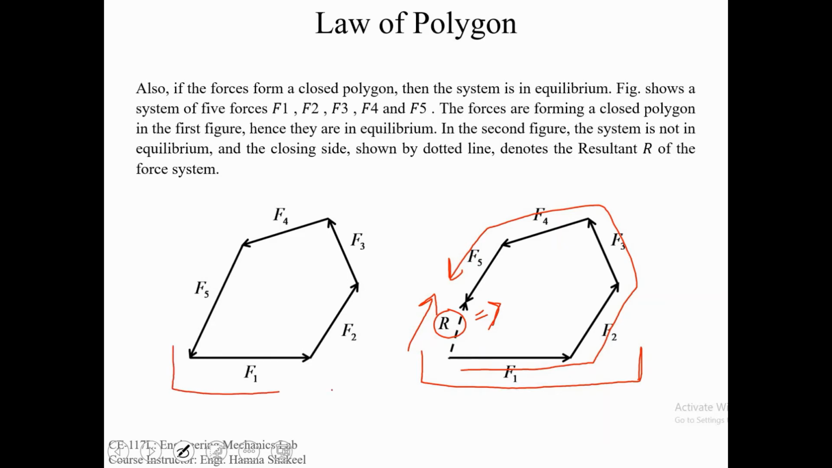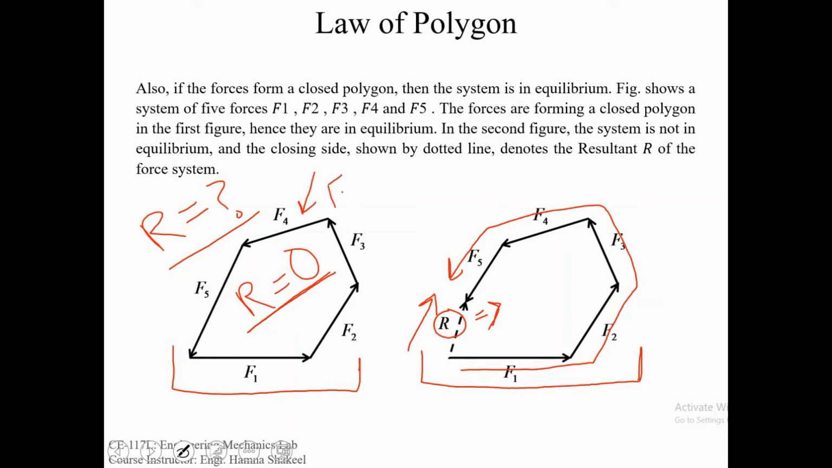But if you see the system number 1, you'll see that there is no R. These 5 forces, when they are converted into a polygon, they form a closed polygon. There is no resultant. It means that their resultant is 0. These forces balance each other out and there is no net result. So it means that if you have a closed polygon with R equals to 0, it means that these forces are in equilibrium.